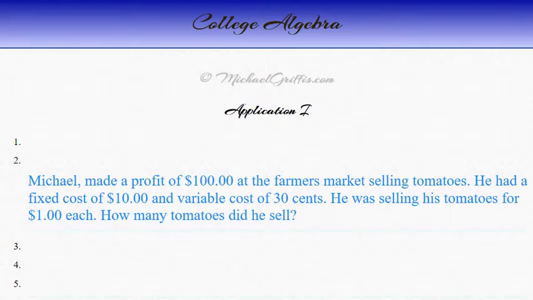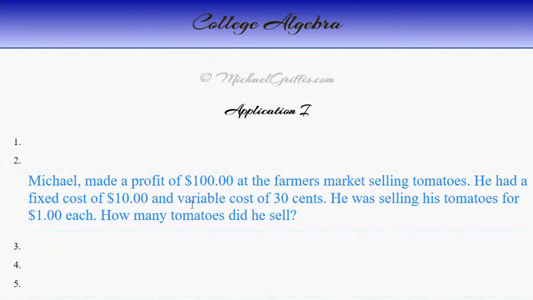Okay, here's an application problem that you're going to see over and over again, especially in a business math class. Okay, let's see what it says here. Michael made a profit of $100 at the farmer's market selling tomatoes. He had a fixed cost of $10 and a variable cost of 30 cents. He was selling his tomatoes for $1 each. How many tomatoes did he sell?